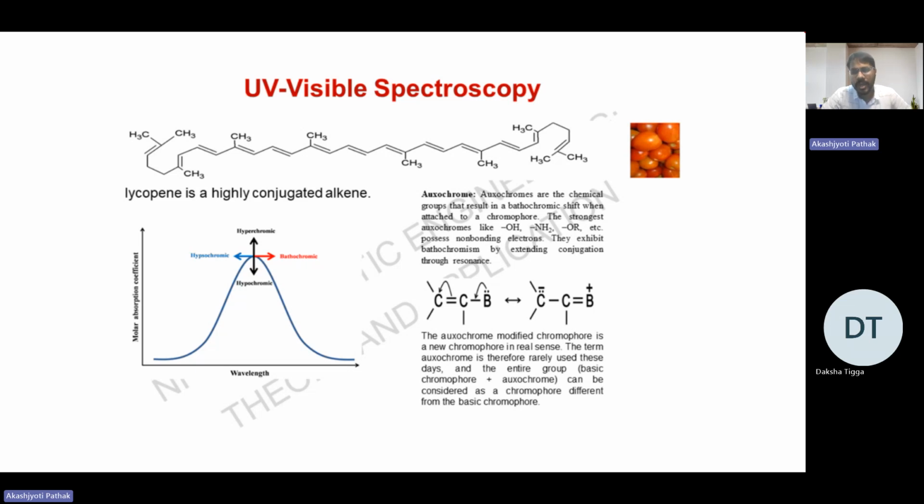Because of the non-bonding electrons, when these groups are present in your molecule, they will show a bathochromic shift. Or, the oxochrome-modified chromophore is a new chromophore in the real sense. The term oxochrome is therefore rarely used these days, and the entire group can be considered as a chromophore different from the basic chromophore.